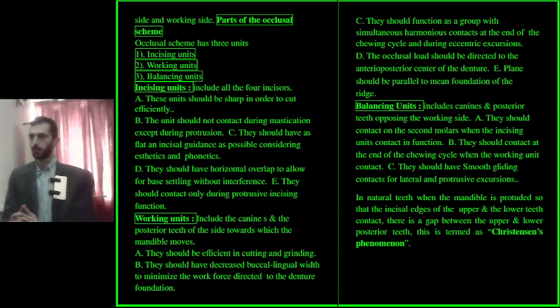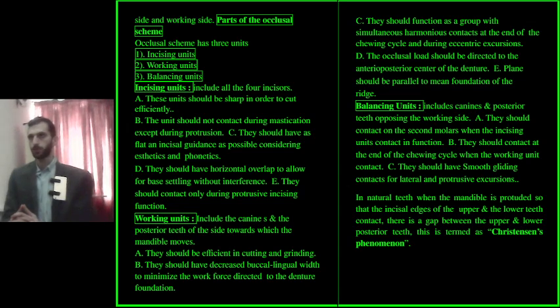Working units include the canines and the posterior teeth of the side towards which the mandible moves. A. They should be efficient in cutting and grinding. B. They should have decreased buccal lingual width to minimize the work force directed to the denture foundation.